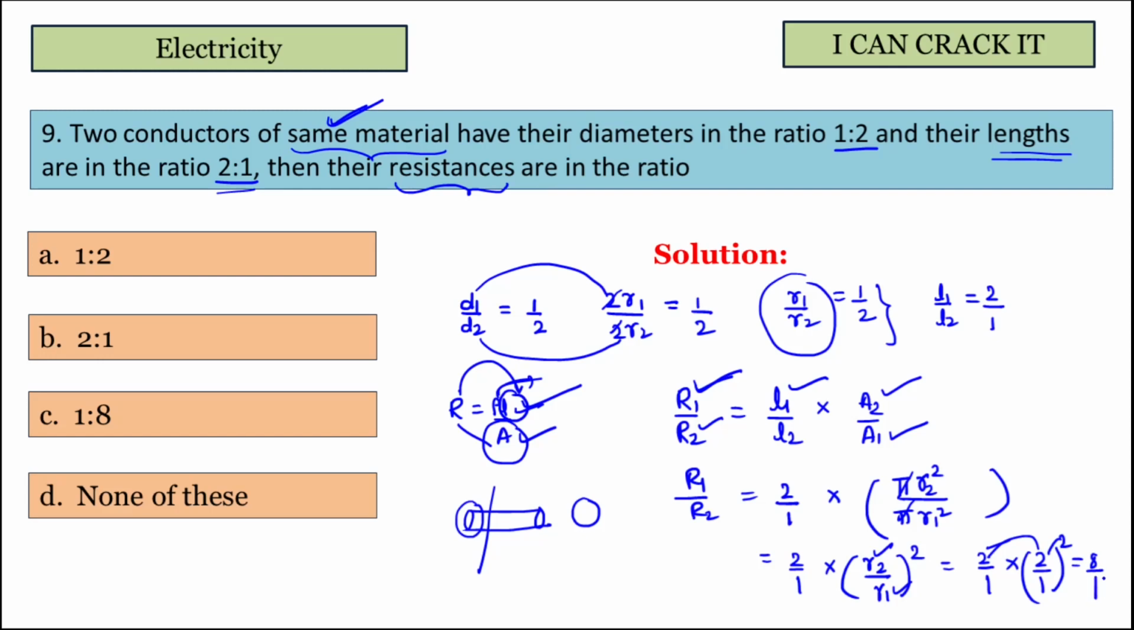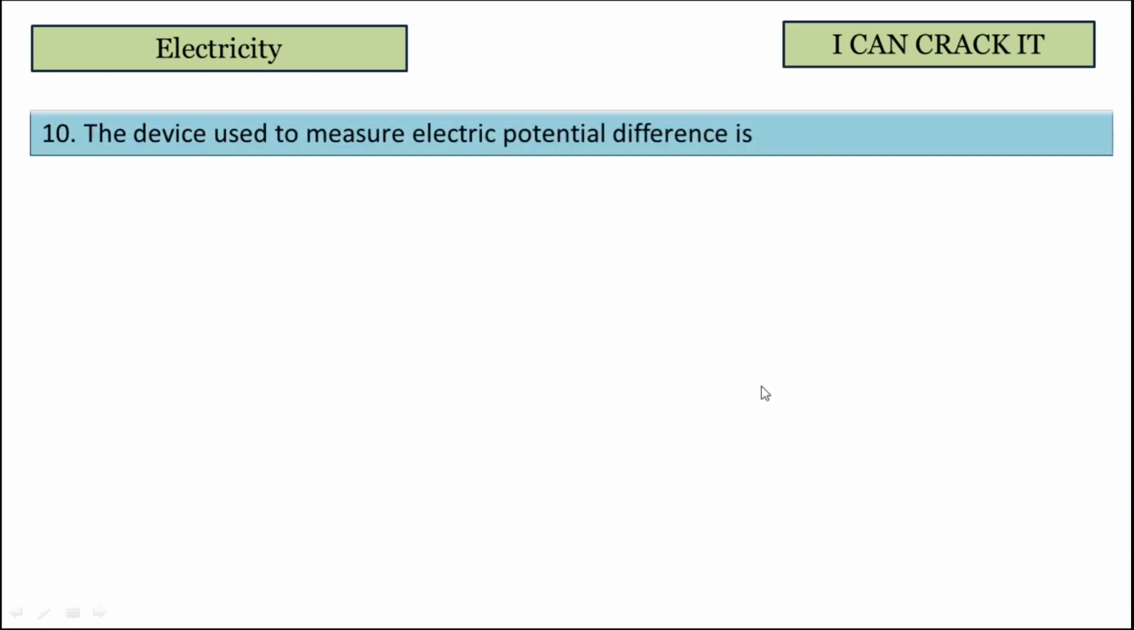The resistances are in the ratio 8 is to 1. So which option? None of these. Why? Because here you have 1 is to 8, but that's not your option. You should get 8 is to 1, in the same order. So which option? Option D, none of these, because the resistance ratio has to be 8 is to 1, right. Let's see the next one now.